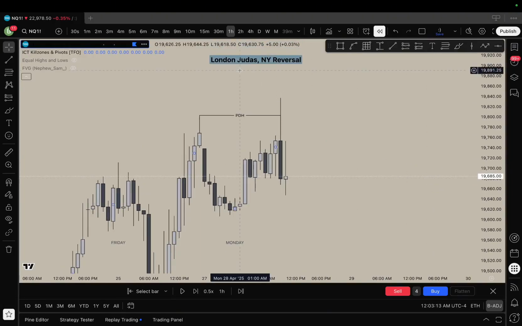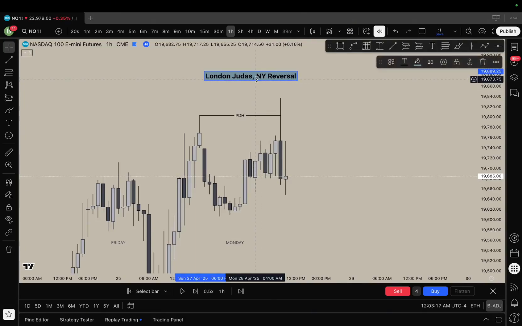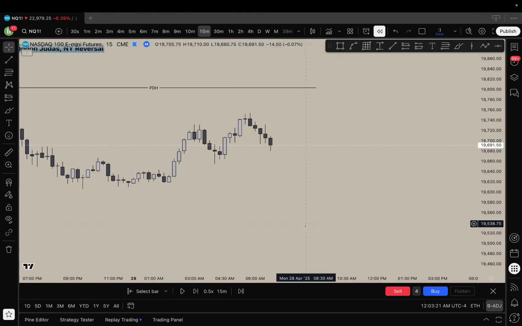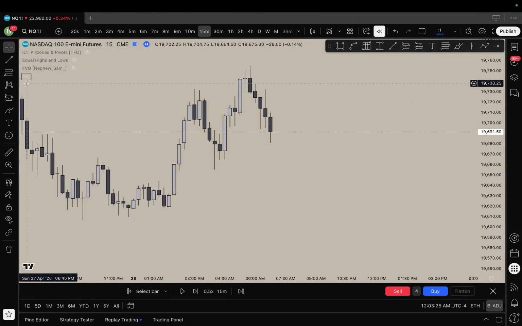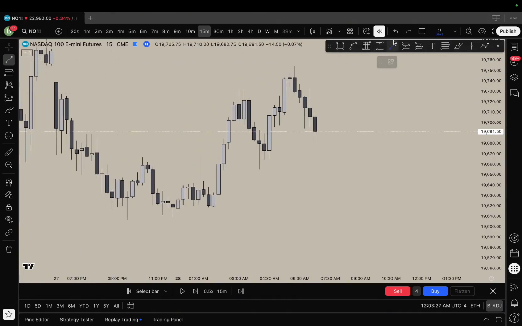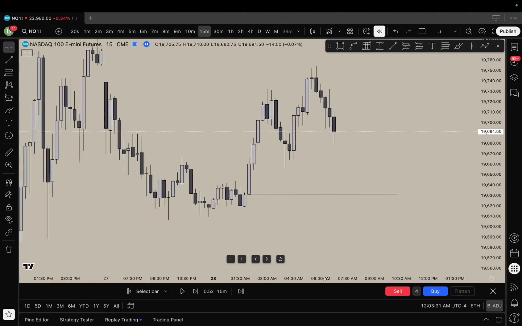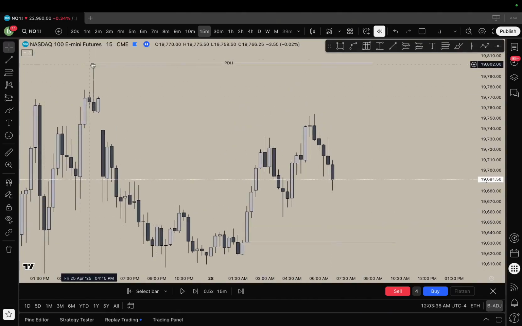So this is an example. This is the previous day from here. We had a London Judas New York reversal on this day. So as you can see here, we ended up having this false move from London session. Okay, so London session actually traded higher here, and we made no open low on this candle, right? So this is called a devil's mark. A devil's mark is going to be a very strong draw on liquidity.